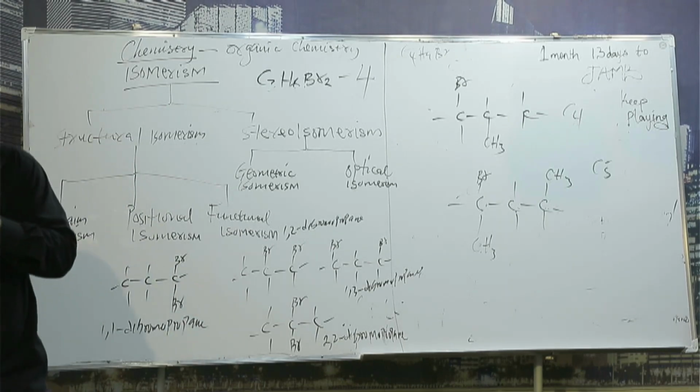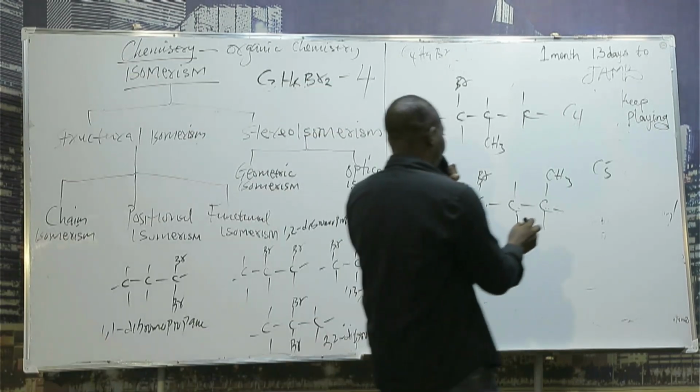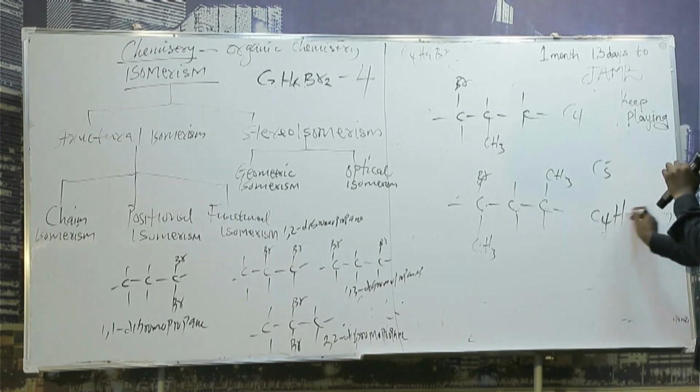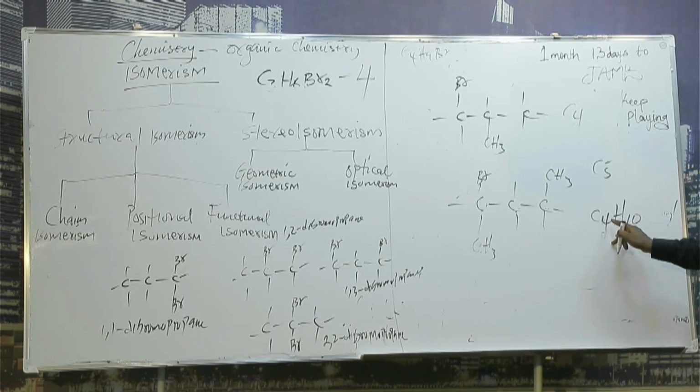Let me give you an instance. Take C4H10. How many chain isomers are here? This structural isomer can only form chain. It cannot form position, it cannot form functional. The only isomer form of this organic compound is chain. So now that I know it's chain, I can use a formula to know how many possible isomers.